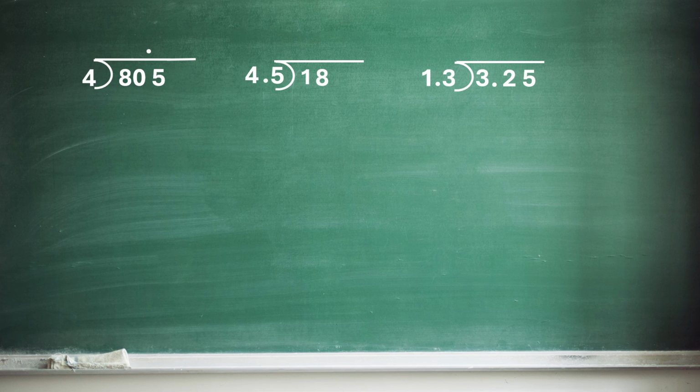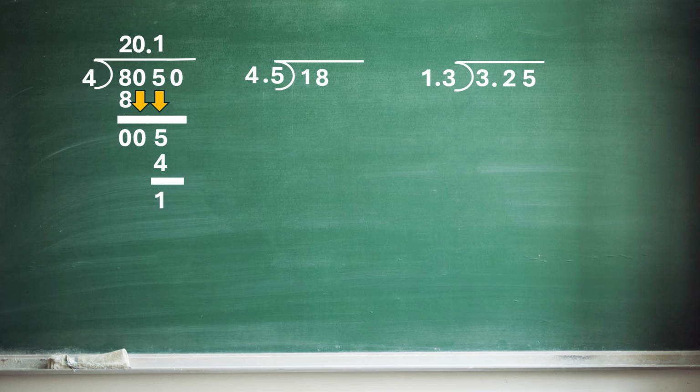4 goes into 8 twice. 2 times 4 is 8. You'll subtract to get 0. Bring down the 0. 4 goes into 0 0 times. Then we'll bring down the 5. And 4 goes into 5 once. 1 times 4 is 4. We'll subtract to get 1.